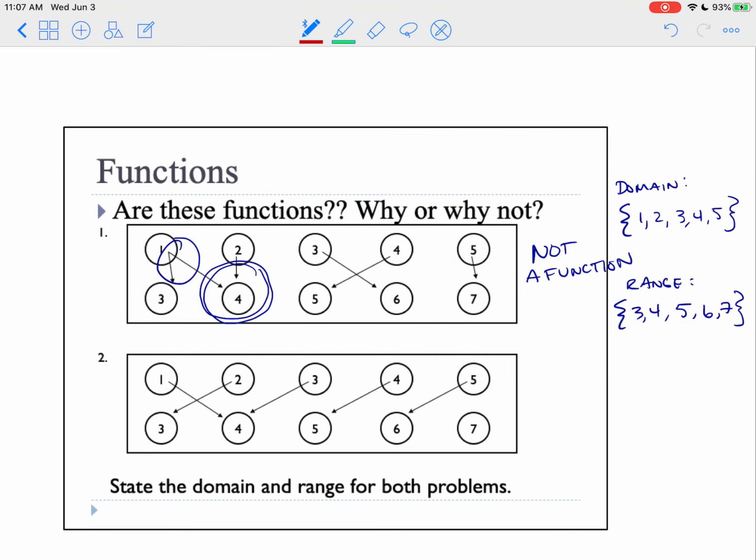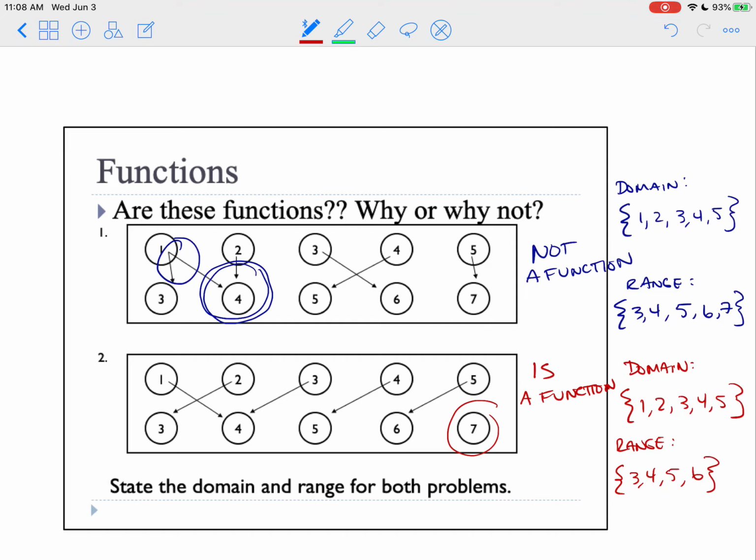So looking at number 2 here, it looks like every single input value has one output value. And so this is a function. The domain would be the same 1, 2, 3, 4, 5. The range is 3, 4, 5, 6. It looks like 7's listed here, but there's no arrow pointing to it. And again, 4 is hit twice, but that's okay. We only have to list it the one time here.